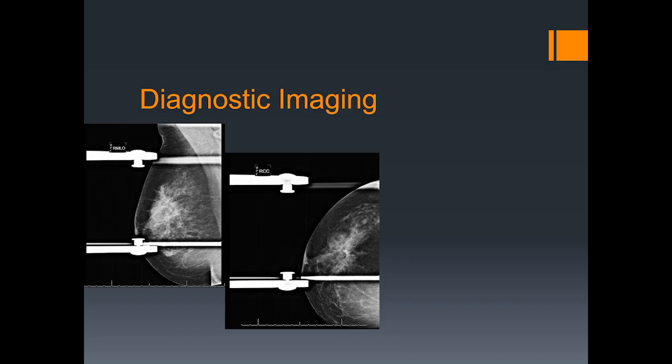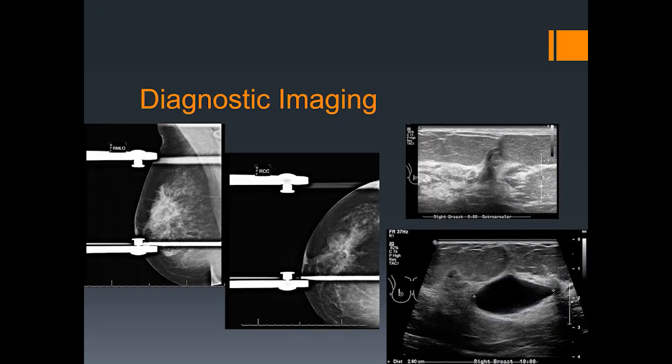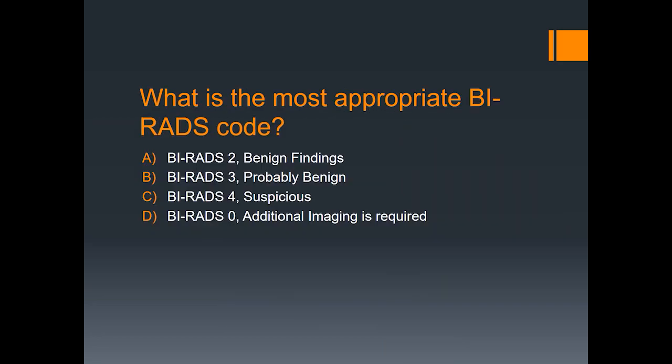And you have to ask yourself, what do these images show? These are additional images of ultrasound at the proposed area of concern. So what is the most appropriate BI-RADS code in this setting? In this case, BI-RADS 4 suspicious was selected with biopsy to be obtained.